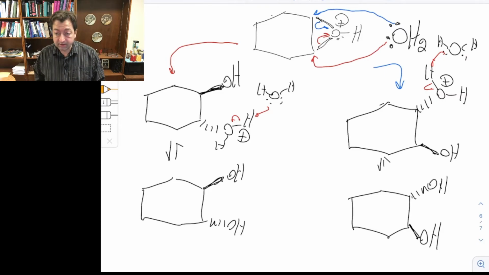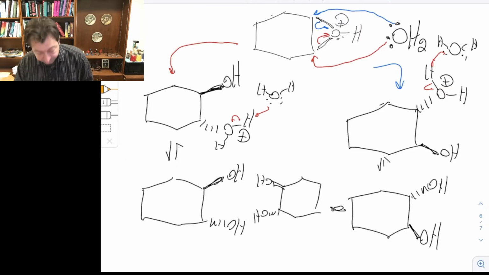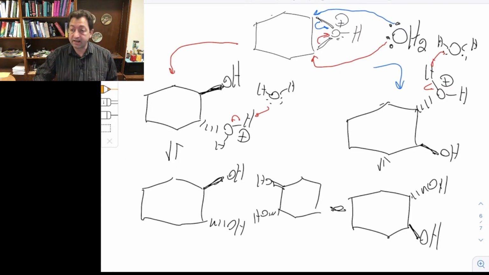Giving us that molecule, which, if I just rotate it on the plane of the page, you recognize is of course the enantiomer of the first molecule that we drew. And that is how we get to the two enantiomers: we form the epoxide and we get attack on either side of that epoxide by the water that we're using as a solvent.